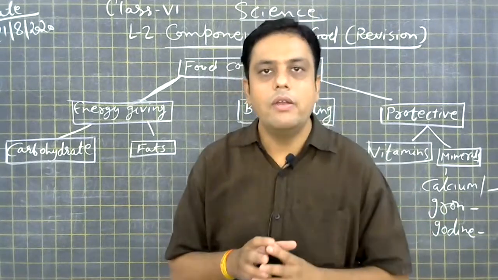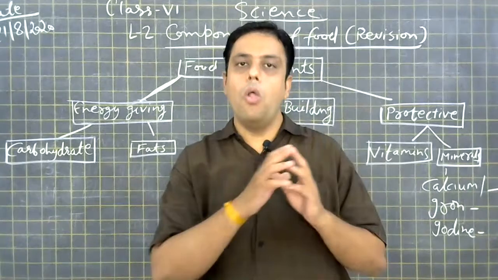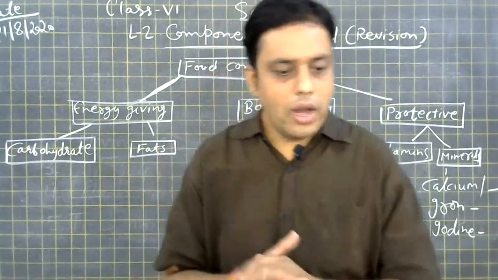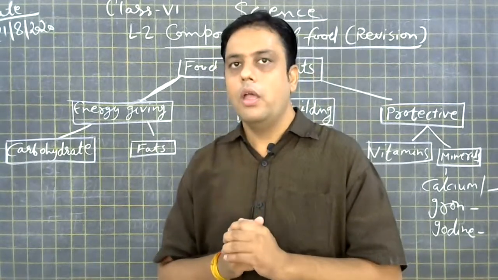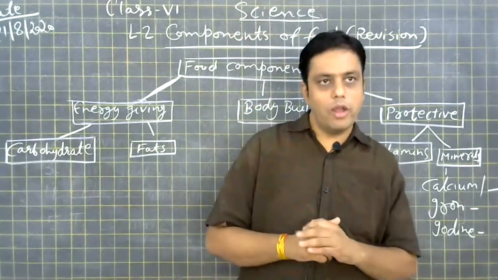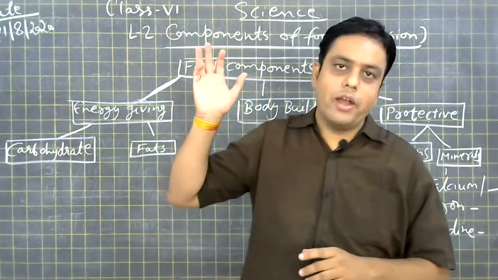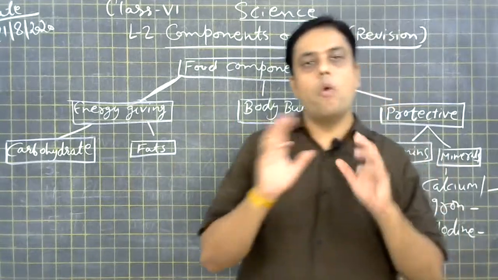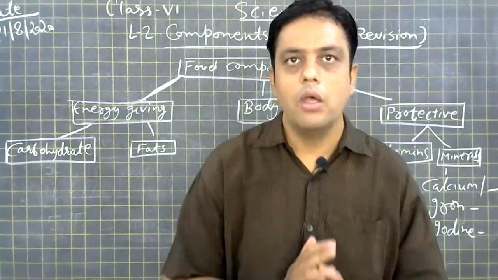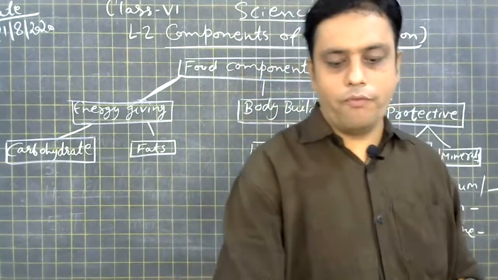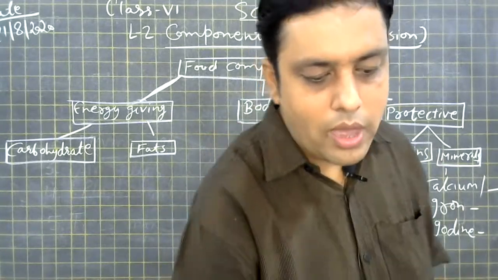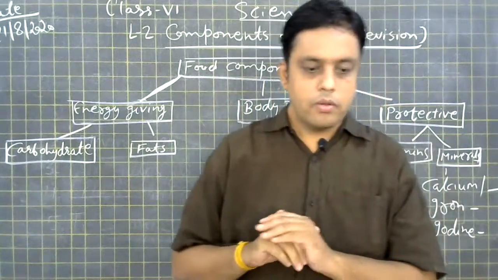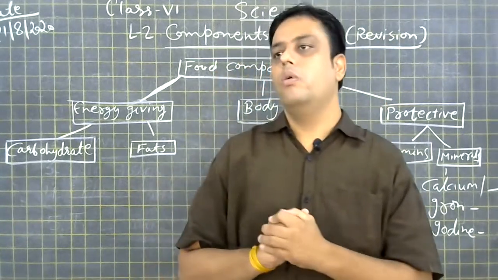A balanced diet is that diet which contains all the nutrients in proper quantity. Okay, it is not like we are taking all the nutrients, but so much carbohydrate and very little protein, or so much protein and very little carbohydrate. Proper quantity should be there. A proper quantity of different types of nutrients should be there. That is called a balanced diet.